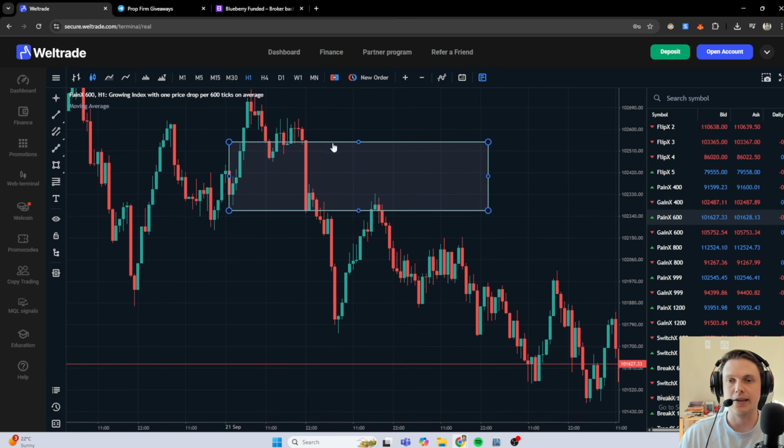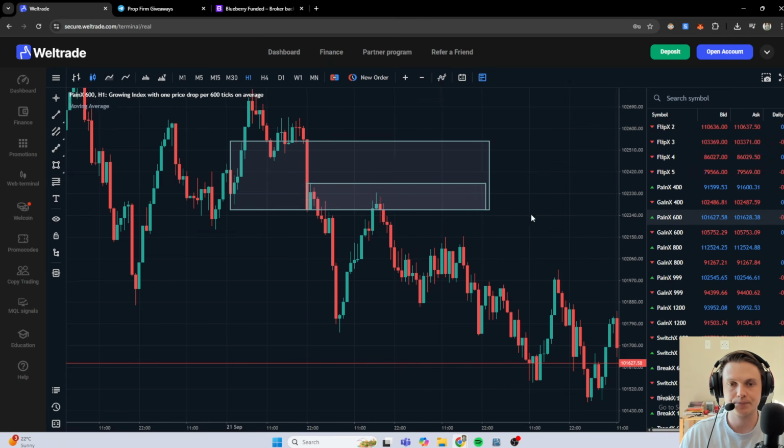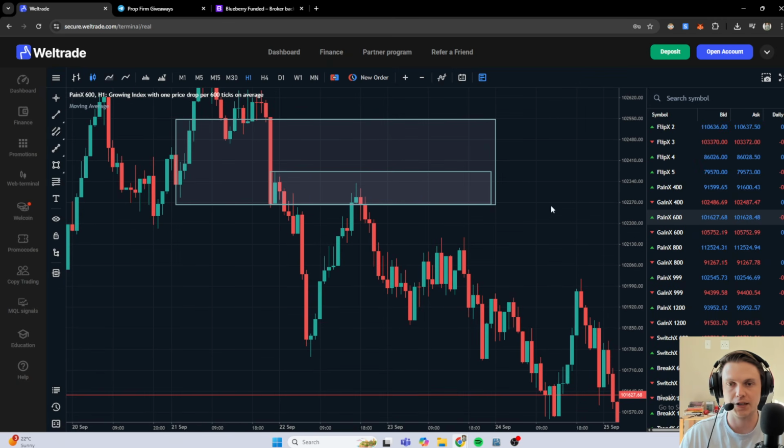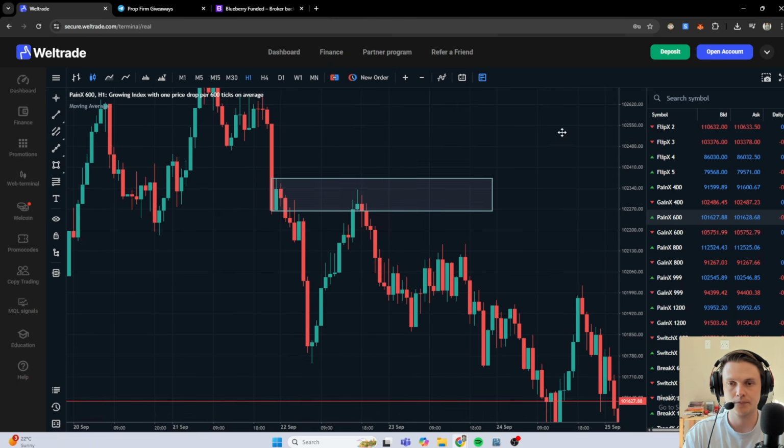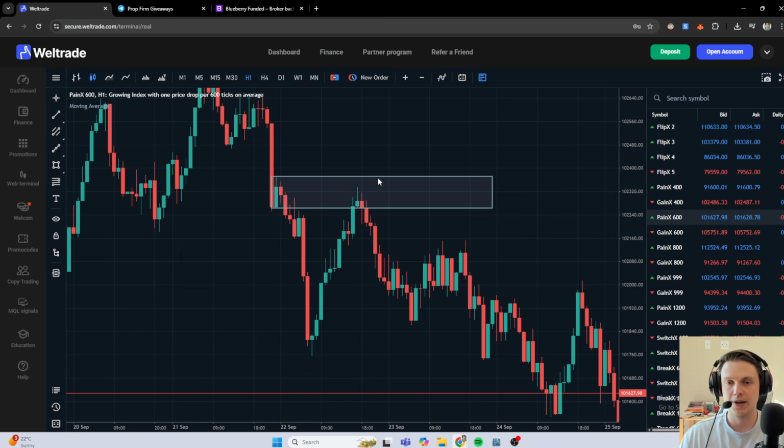So immediately we can see this order block over here. Let's zoom in for you guys so you can see clearer. And now we can delete this block. Okay, so now we have the order block. Now we need to actually take this trade.